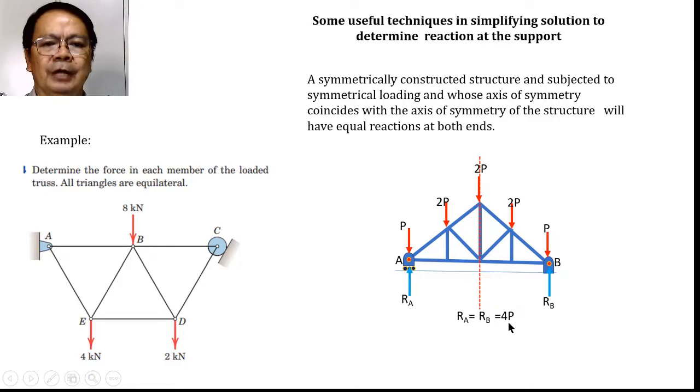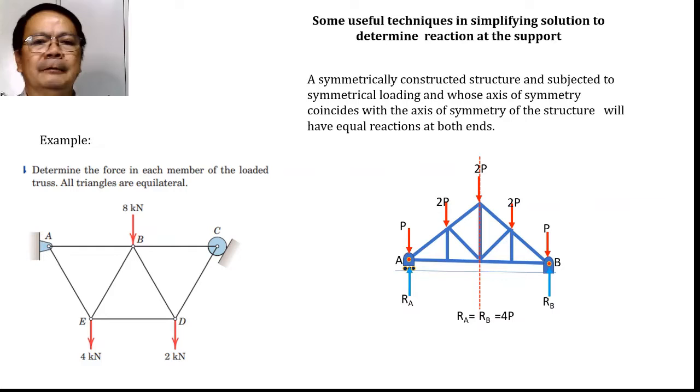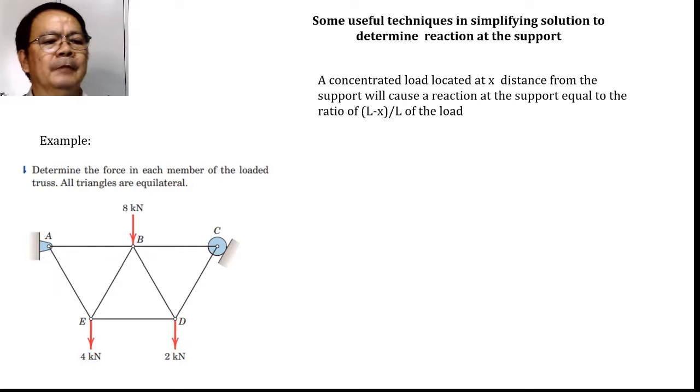Each of them will have 4P. Right? So, what else? Here is another one of the good things for us to see. Okay. A concentrated load at X distance from the support will cause a reaction at the support equal to the ratio of L minus X divided by L of the load. Medyo parang mahirap pa sundan, ano?